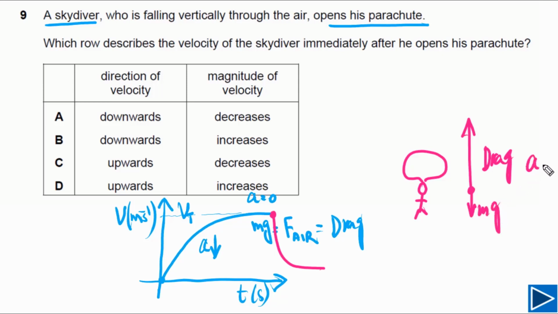So now acceleration is upwards, but still the skydiver is falling down, velocity is still down. In this case the skydiver will slow down. Its direction is still downwards. So simply direction of velocity is still downwards, but magnitude of velocity decreases. That's the reason the answer is A.